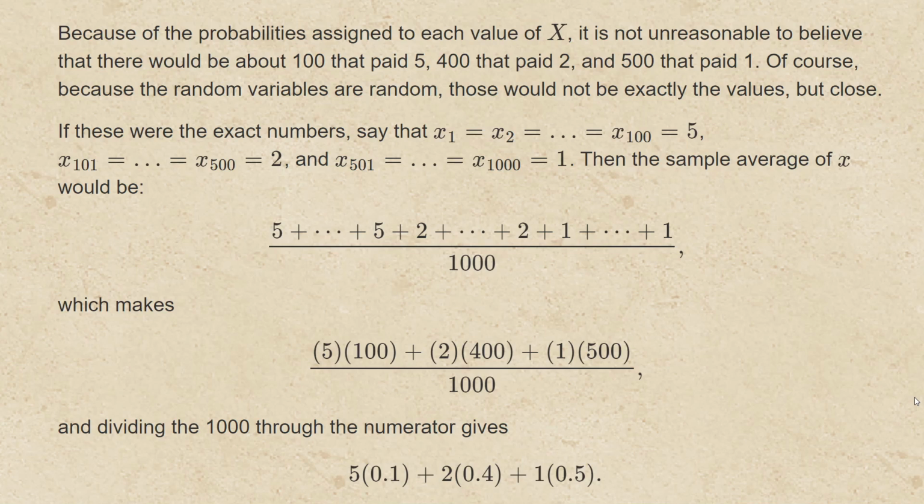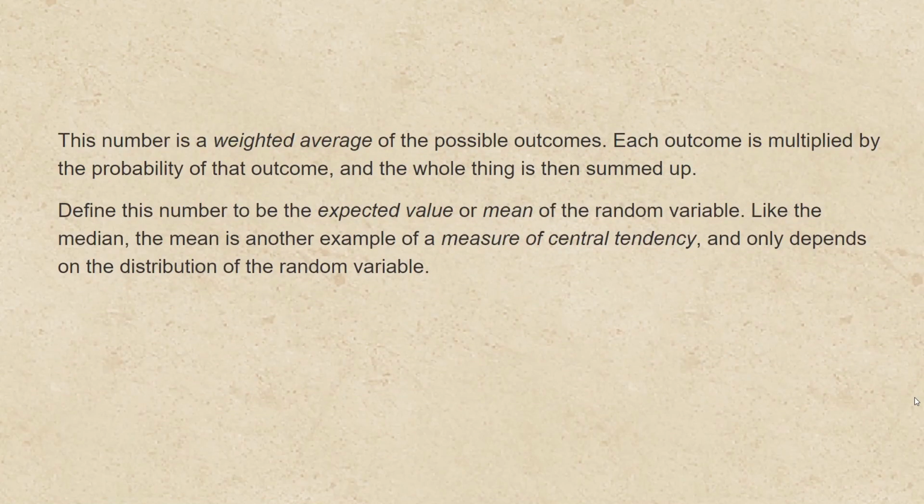Then the sample average of X would be 5 plus 5 plus 5 repeated 100 times, plus 2 plus 2 plus 2 repeated 400 times, plus 1 plus 1 plus 1 repeated 500 times, all divided by 1,000. Well, that makes the fraction 5 times 100 plus 2 times 400 plus 1 times 500, all divided by 1,000, and dividing the 1,000 through the numerator gives 5 times 0.1 plus 2 times 0.4 plus 1 times 0.5.